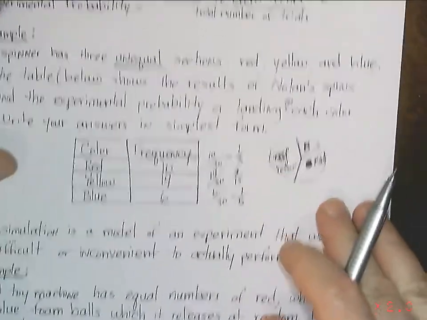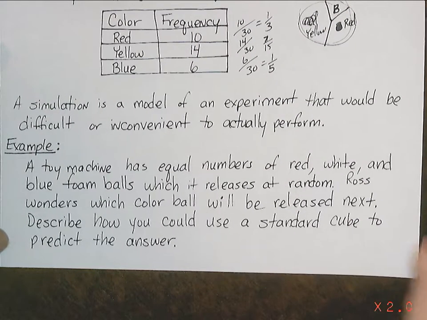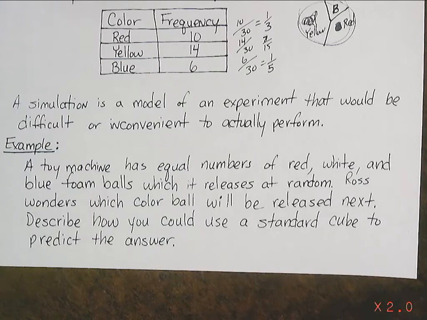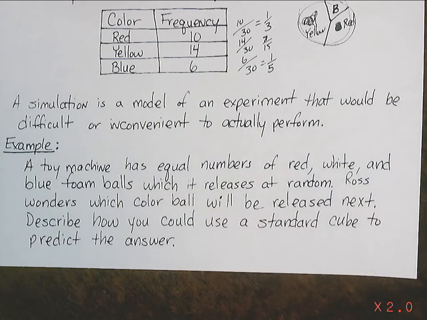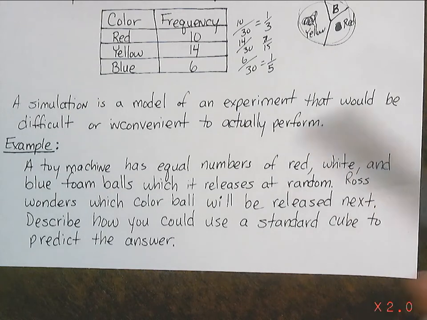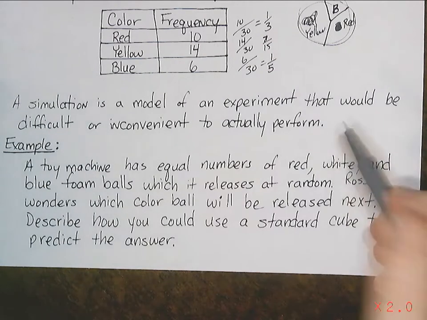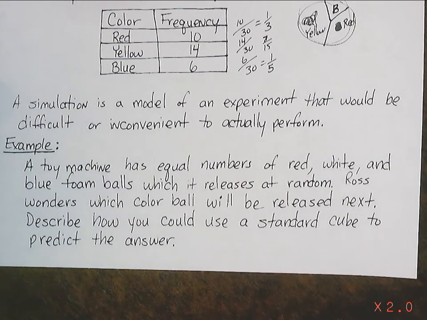Now, we have an example of another event, another experimental probability. Let's say a toy machine has an equal number of red, white, and blue foam balls, which it releases at random. Ross wonders which color ball would be released next. Well, if you have an equal amount, you'll have an equal chance of getting either red, white, or blue. So it doesn't matter if you had one of each, two of each, three of each, four of each, five of each, 100 of each. The likelihood of getting red, white, or blue would be all equal. It would be 33%, 1 out of 3.